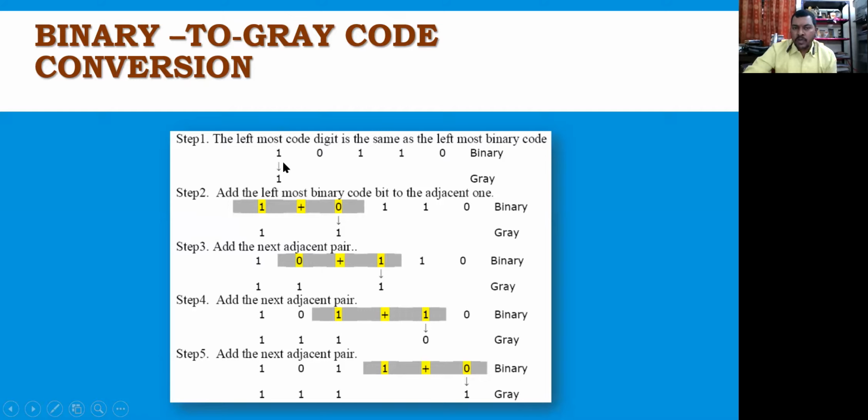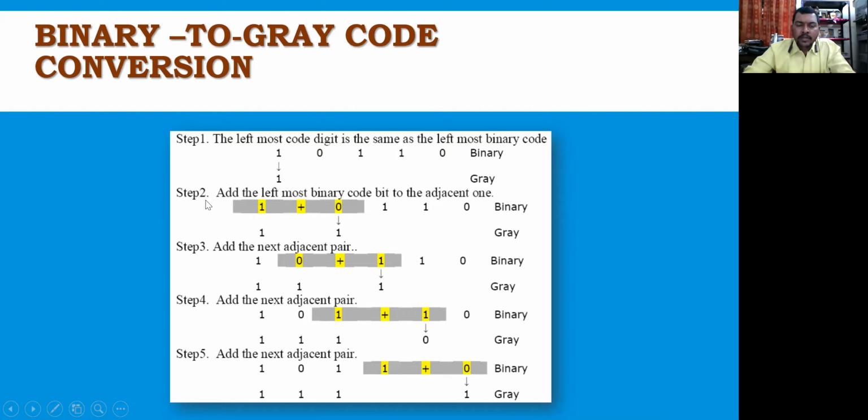This is what we are calling the most significant bit, right? So this most significant bit is taken as it is, and it is put in the first bit of the gray code, right? So this is the first step. What we are trying to do is take this binary number, 10110, and convert it to its equivalent gray code. For that, the first step is to take the most significant bit as it is, as the most significant bit of the gray code.